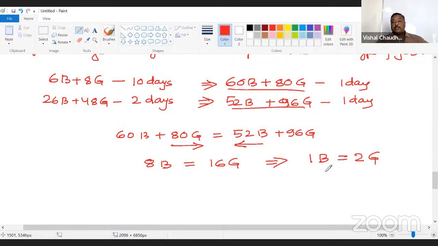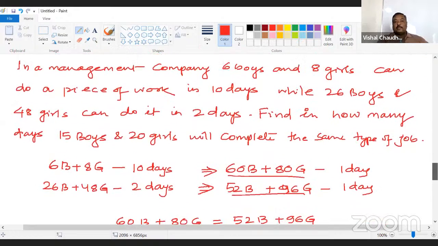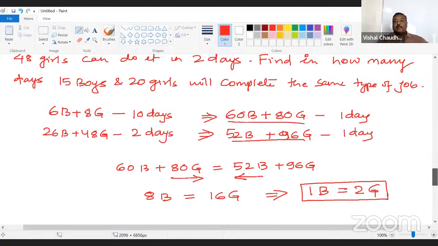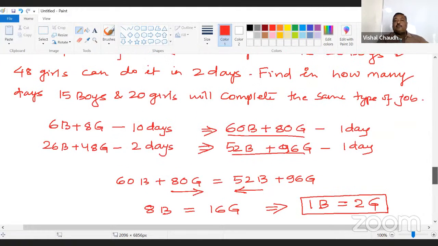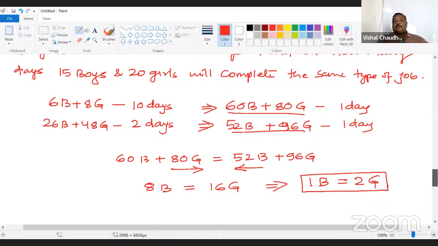अब ये हमारा एक रिलेशन आया बिटवीन इफिशियंसी ऑफ अ बॉय एंड इफिशियंसी ऑफ ए गर्ल। ओके, अब हम सब्स्टिट्यूट करेंगे। सबसे पहले क्वेश्चन पर एक बार फिर गौर करें। क्वेश्चन कह रहा है फाइंड इन हाउ मेनी डेज 15 boys and 20 girls will complete the same type of job। 15 boys and 20 girls, कितने दिन में?